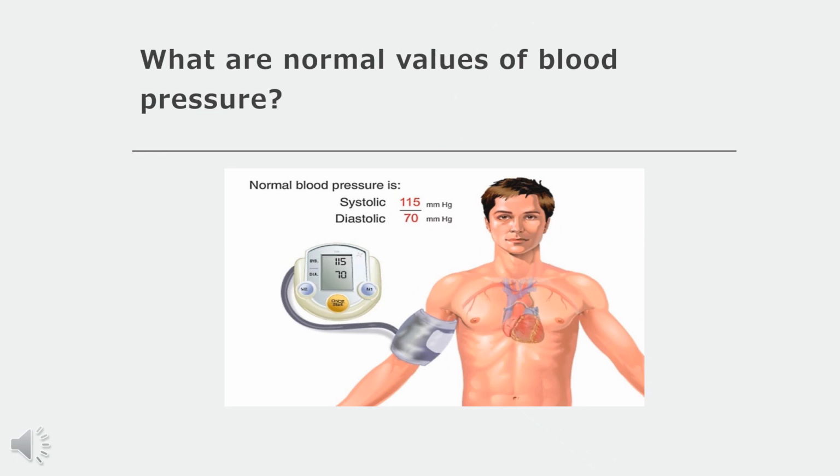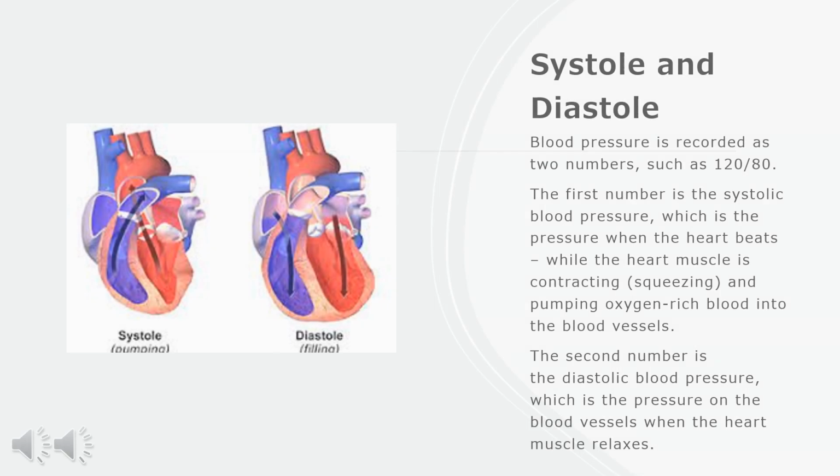Now we will discuss normal values of blood pressure. Blood pressure is recorded as two numbers, such as 120/80. The first number is the systolic blood pressure, which is the pressure when the heart beats, while the heart muscle is contracting, squeezing, and pumping oxygen-rich blood into the blood vessels. The second number is the diastolic blood pressure, which is the pressure on the blood vessels when the heart muscle relaxes.